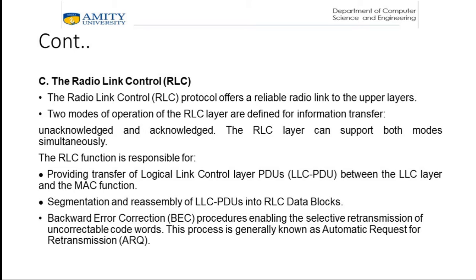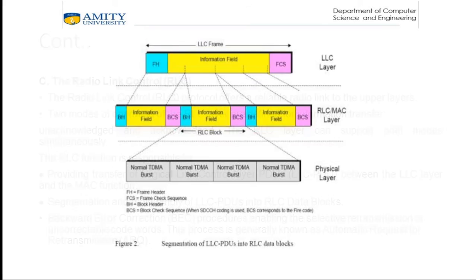Segmentation and reassembly of LLC PDUs into RLC data blocks. We have the diagram of this below. Backward error correction, that is BEC, procedures enabling the selective retransmission of uncorrectable code words. This process is generally known as automatic repeat request, or ARQ. Here is the diagram that I said we will see on the next page.